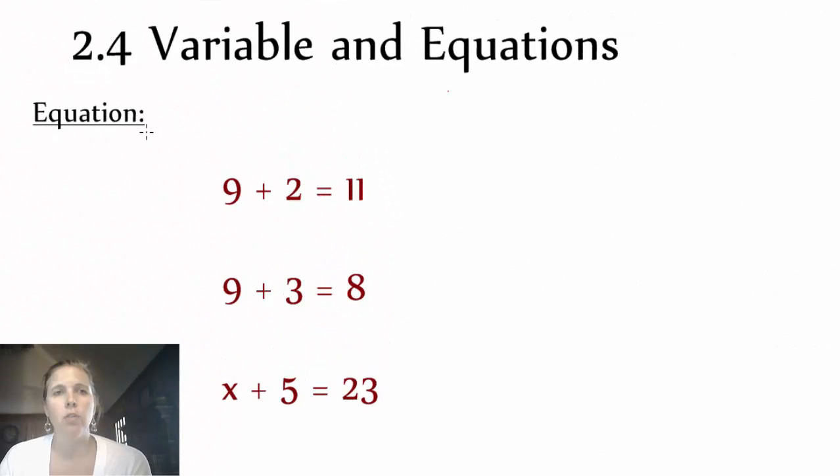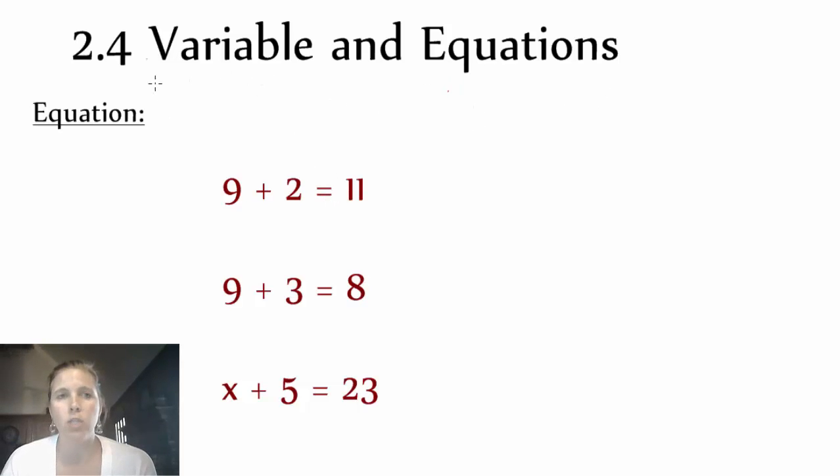Today we're going to do 2.4 variables and expressions. So we've talked about variables and equations. Expressions is what we've done before. Variables, again, are the letters that are representing numbers. And equations now means there's an equal sign.